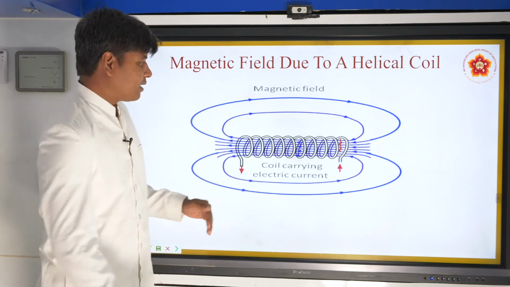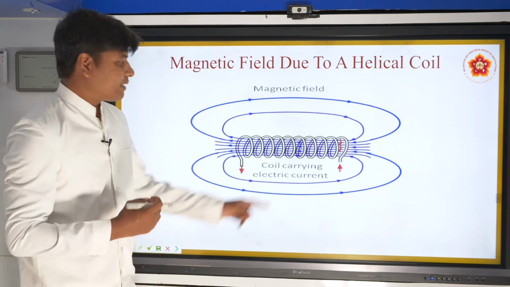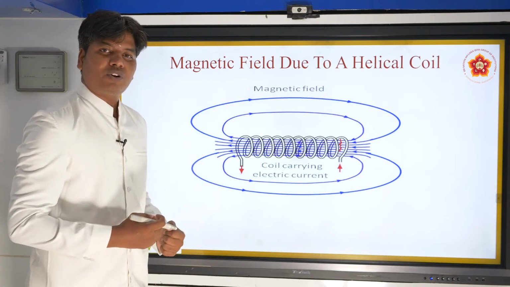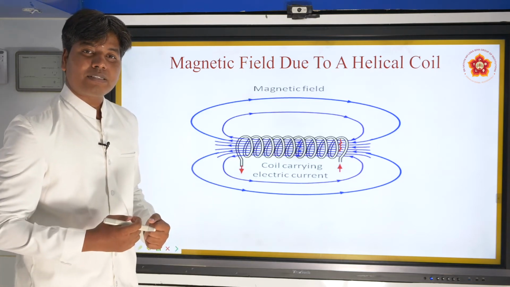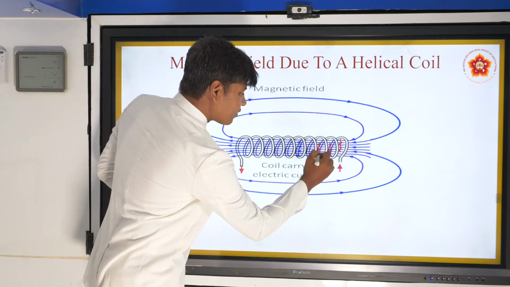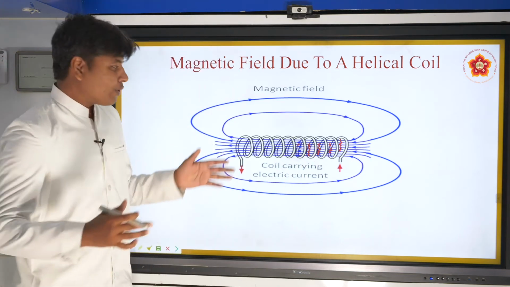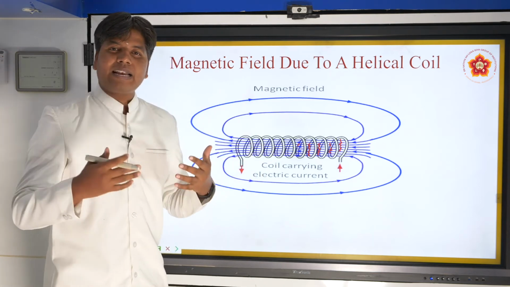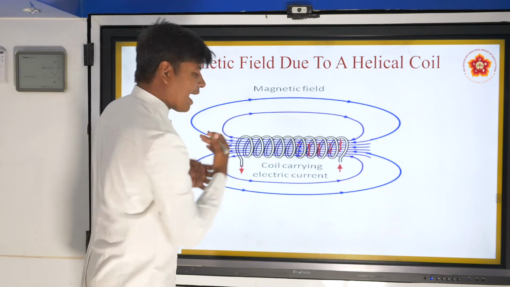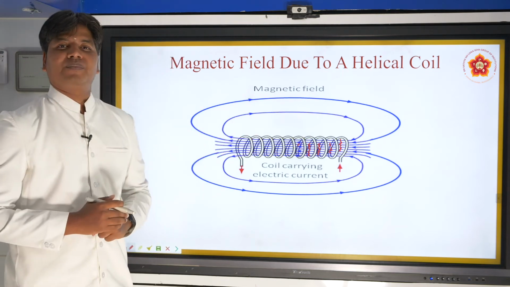So what happens? They will exert a similar magnetic field inside the coil, even outside the coil. So what happens when the directions are the same? This coil also exerts the same direction of magnetic field line. So what happens when you attach these many coils? The magnetic field will add up. All the coils' magnetic fields will add up, and you see a uniform magnetic field inside the solenoid.